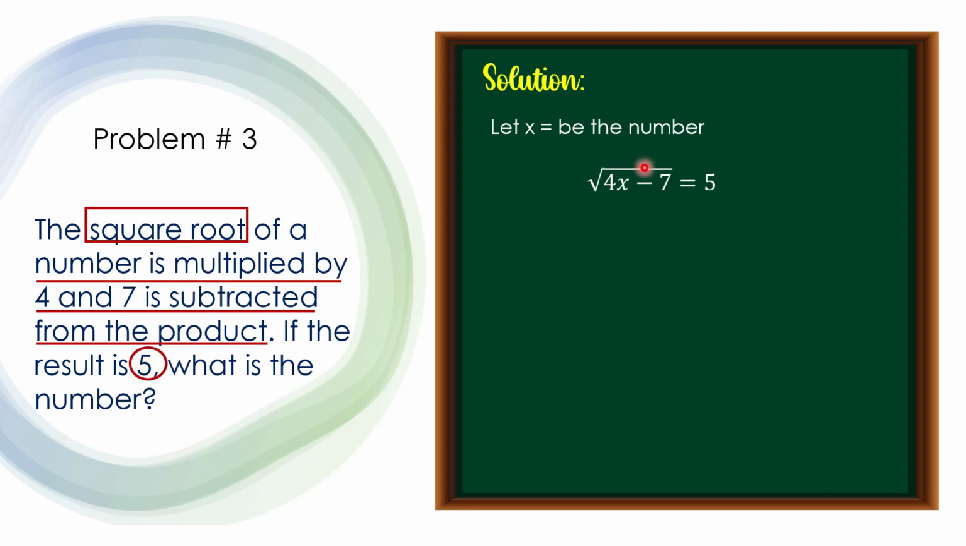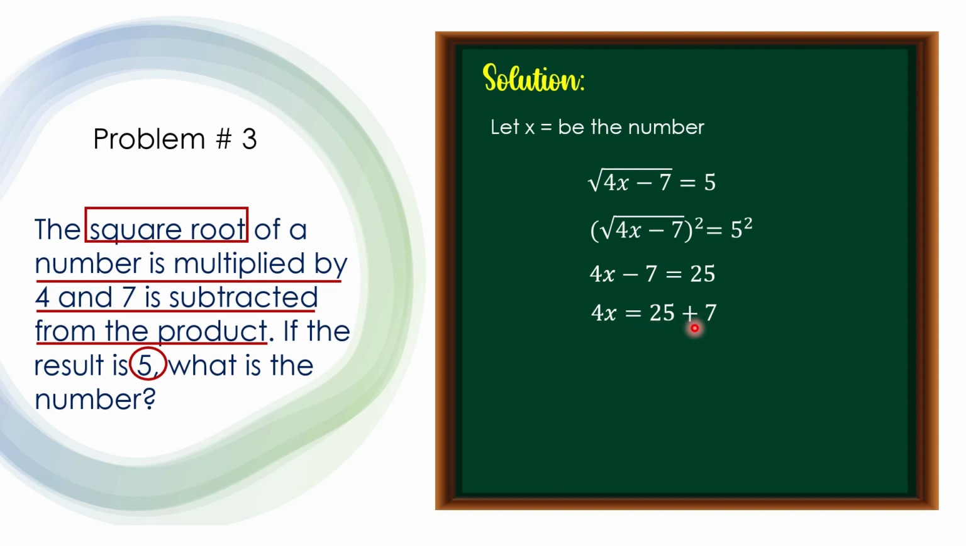Therefore, our equation will be this one, in which we simply multiply 4 to the missing number, which is x, and from that product, we will simply subtract 7. Therefore, we have the square root of 4x minus 7, it should be equal to 5. So from here, let us now raise both sides by 2 to eliminate the radical symbol. Therefore, we will have 4x minus 7 is equal to 25, in which 5 squared is equal to 25. Let us now combine the like terms. We will have 4x is equal to 25 plus 7.